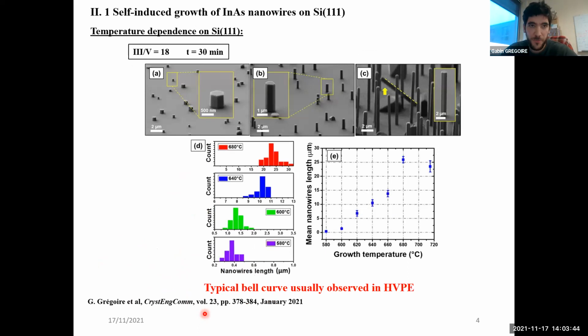First, we obtained the first result with the growth of indium arsenide on bare silicon. As you can see, we obtained well-faceted nanowires with 6 equivalent 110 side facets and a top 111B facet. The variation of the nanowire length with temperature is typical for HVPE, and we observe the same trend as gallium arsenide shown this morning. This means that the growth occurs through direct condensation of the precursor on the substrate surface.